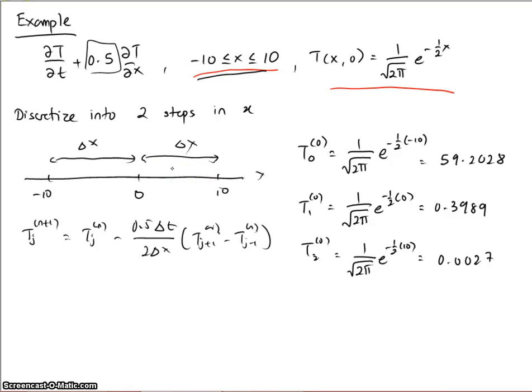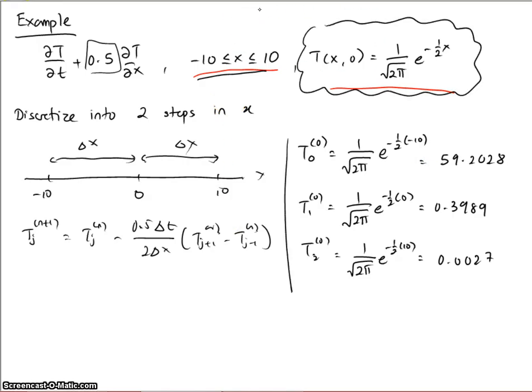Okay, so the first thing that we do is we have to use this initial condition here to calculate the initial values for the 3 points that we have. So we just set j equals to 0, j equals to 1, and j equals to 2. So this corresponds to j equals 0, this corresponds to j equals to 1, this is j equals to 2. So if you substitute in the values of x here, you're going to get all these 3 values.